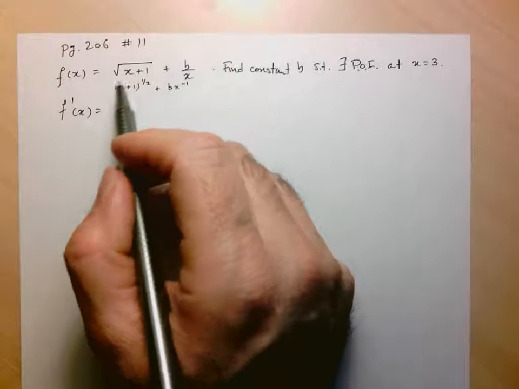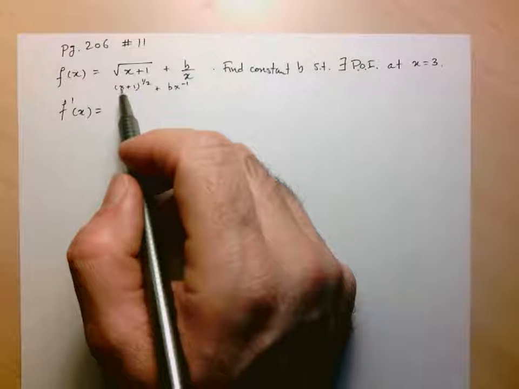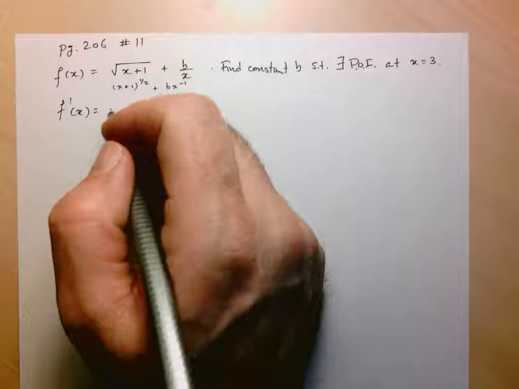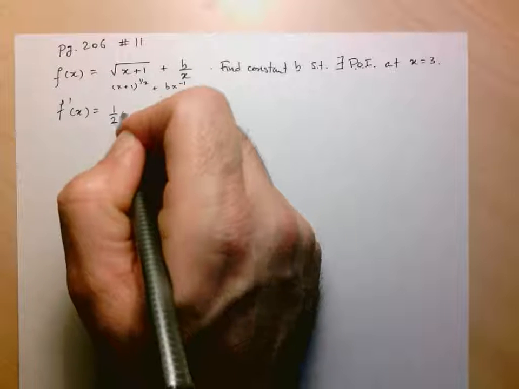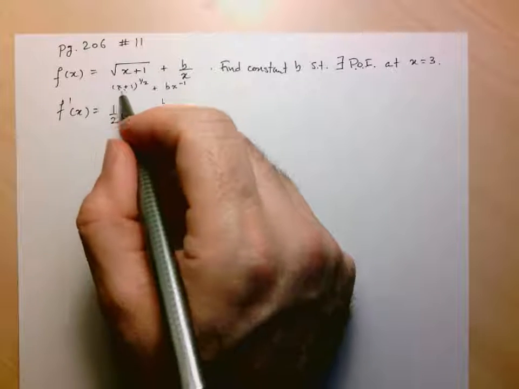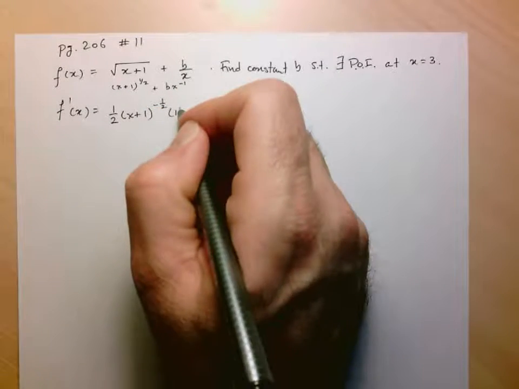So first let's find the derivative of this thing, and we have to use the chain rule. So this is like our u. So u to the 1/2 is 1/2 u to the -1/2. So 1/2 x plus 1 to the -1/2 times the derivative of x plus 1, which is just 1.